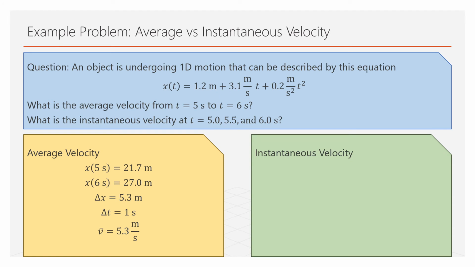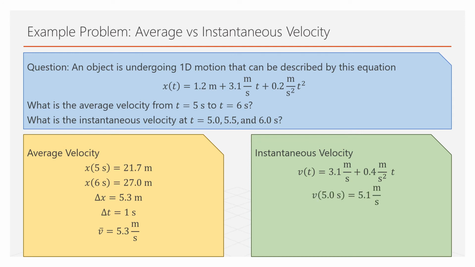The instantaneous velocity is computed by just evaluating the time at those 3 points from the velocity equation. So first we need to get the velocity equation. We can get this from the kinematic equations on the previous slide. And that is the velocity is the initial velocity plus the acceleration times time. And so that boils down to v of t equals 3.1 meters per second plus 0.4 meters per second squared times t. The 0.4 meters per second squared is equal to 2 times 0.2 meters per second squared because of the factor of 1/2.